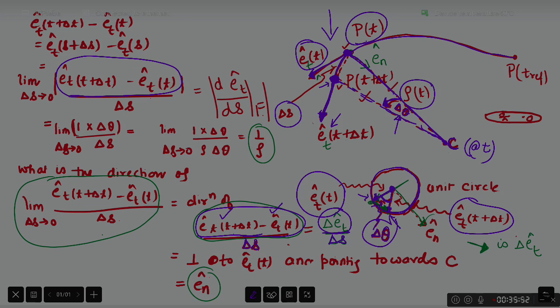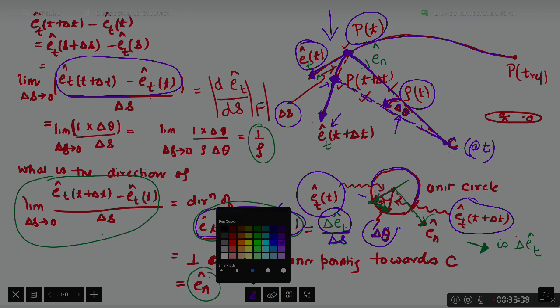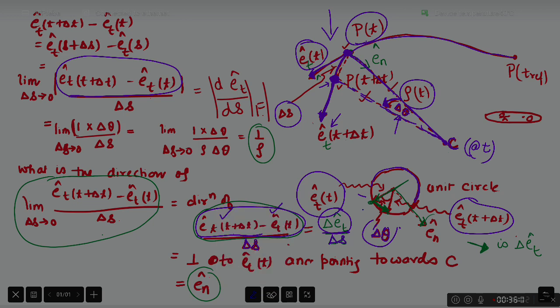When delta theta is finite, this line, actually it's already shown here in green color. You will see that this green arrow actually represents this delta Et, right? The arrow with its tail here and its head ending at this point. This is what delta Et is.